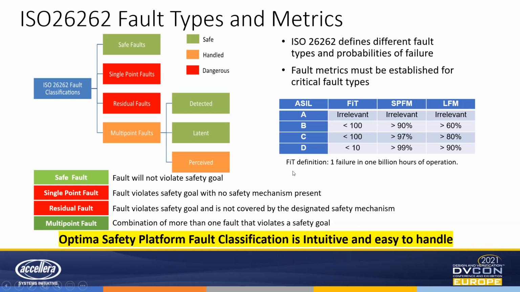ISO 26262 also defines various metrics for various ASIL levels. For example, at ASIL level A, these metrics don't matter. At ASIL level D, a FIT rate of less than 10, SPFM of greater than 99%, and LFM of 90% is recommended. So the Optima Safety Platform fault classification is very intuitive. We'll see in the next few slides that it is very easy to handle, so that you can get started with the standard process, whatever is recommended by ISO 26262, and start filling your FMEDA.